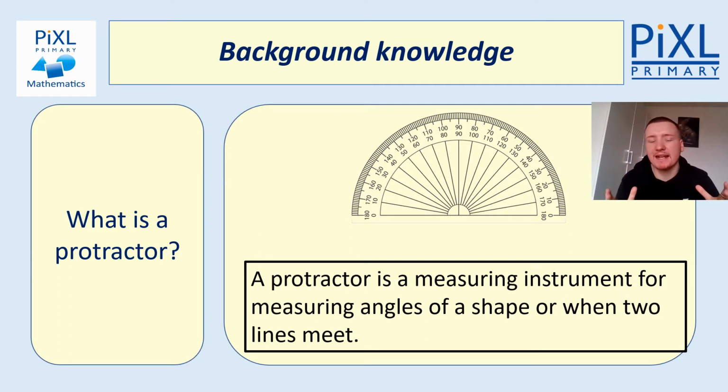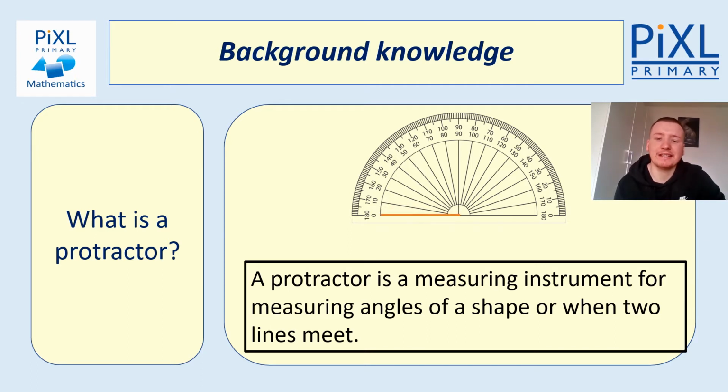But before we look at right angles, it's really important that we get the background knowledge in our head and understand the basics of using a protractor and how to calculate an angle of a shape or just 2 lines that meet in a corner. So what is a protractor first of all, and what does it do to help us? A protractor is a measuring instrument for measuring angles of a shape or when 2 lines meet. So let's have a look at an example and let's see if we can work out how to use this protractor when we come back to school. It's a really important skill, is this.